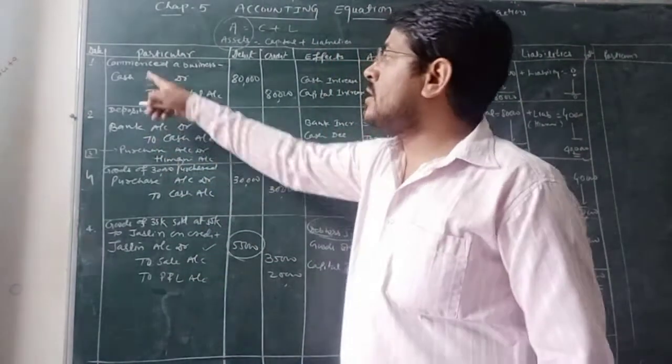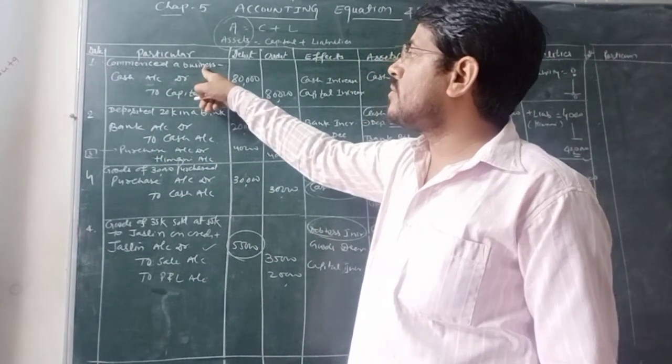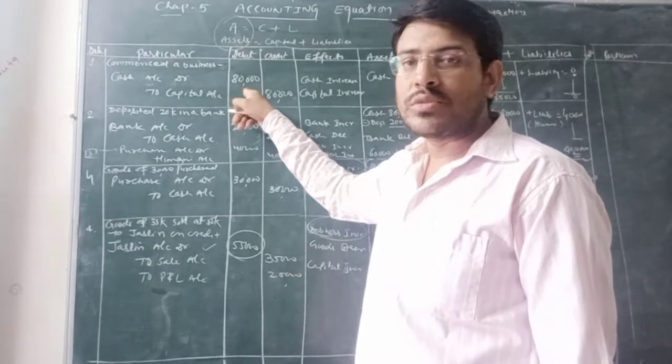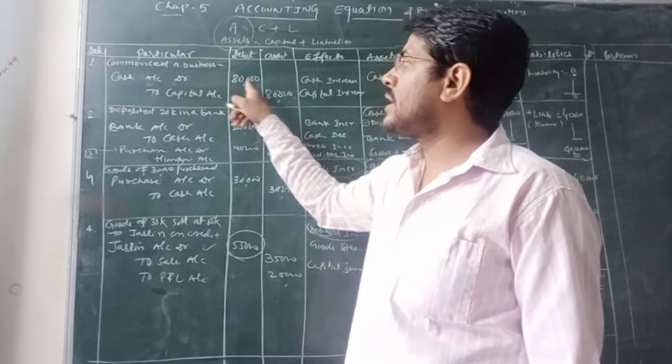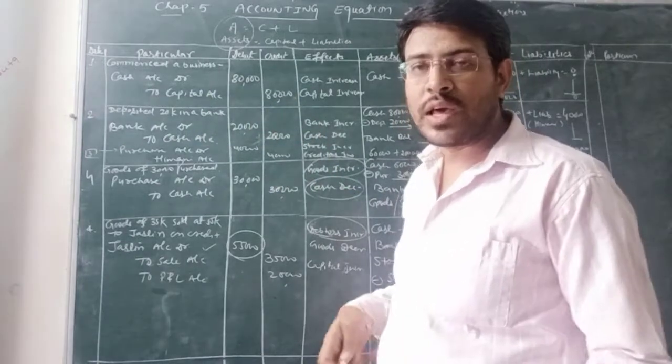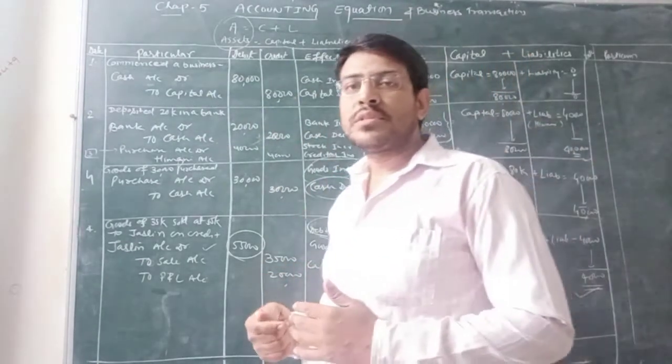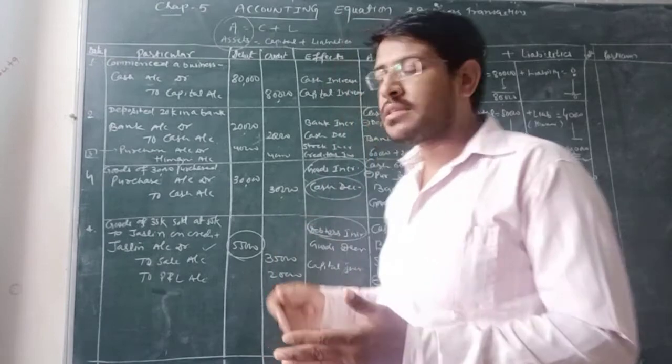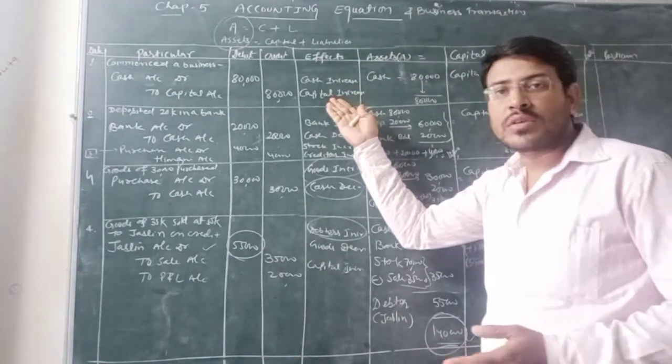You have given commenced a business with 80,000 rupees. So entry will be cash account debited 80,000 rupees to capital account credited 80,000 rupees. What happens? Cash comes in the business, so cash increases. Similarly, capital comes in the business, so capital increases.